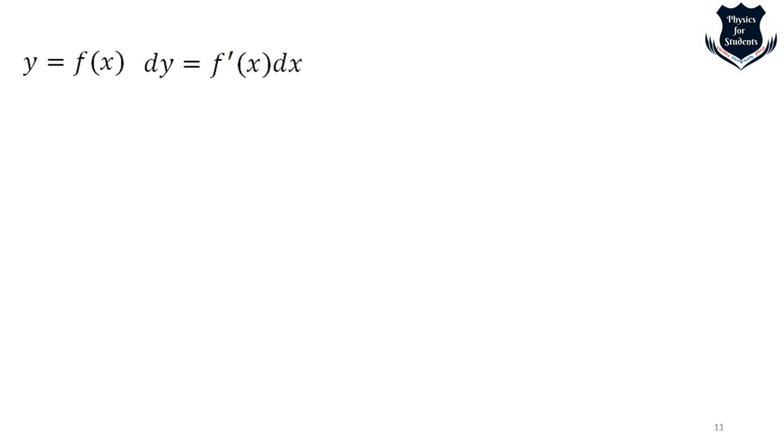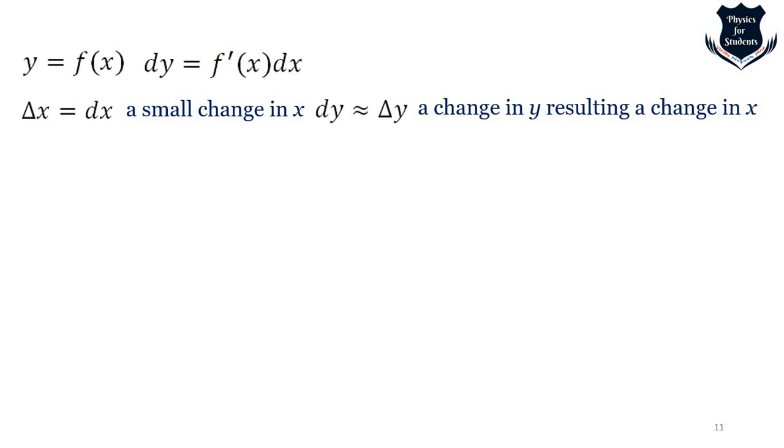Now what do I mean by approximation? Say, for example, delta x equals dx represents a change in x, when dx is a small change in x, right? And delta y is the change in y resulting from the change in x. Now the fundamental thing we need to understand is that as dx gets small, the difference between delta y and dy also tends to go towards 0. So we can say that as dx goes to 0, the error in approximating delta y with dy also goes to 0.